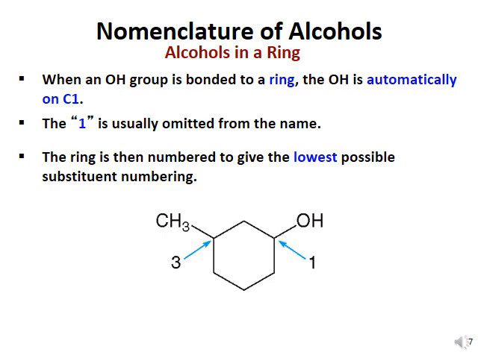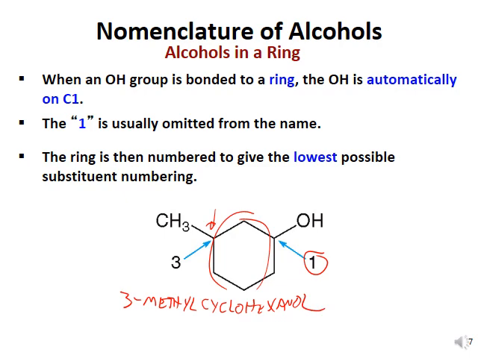What if we have a ring structure for an alcohol? The OH is automatically on carbon 1, and so you'll do the counting to the smallest number for the substituents, 3. So what do we got here? Well, we've got 3-methyl, and look, that's a circle, so don't forget the cyclo. So 3-methylcyclohexanol. That's it. It's not too bad.